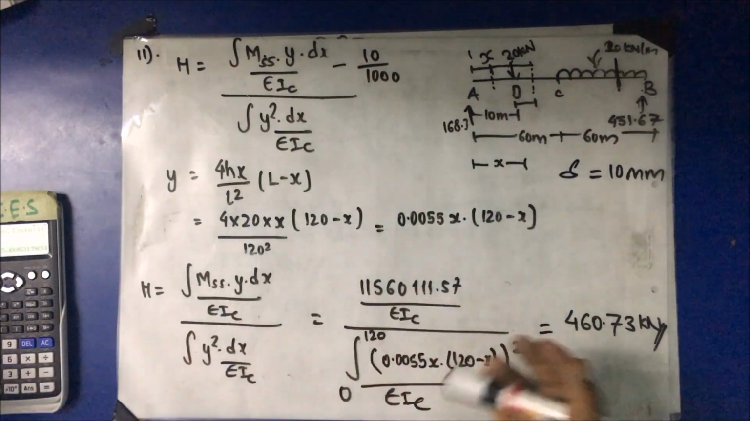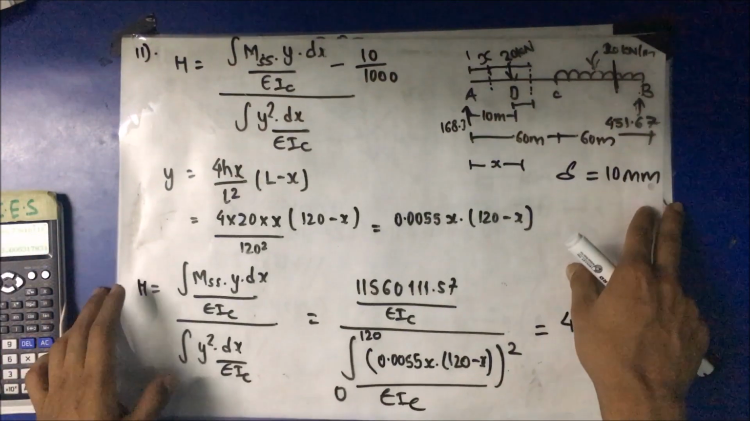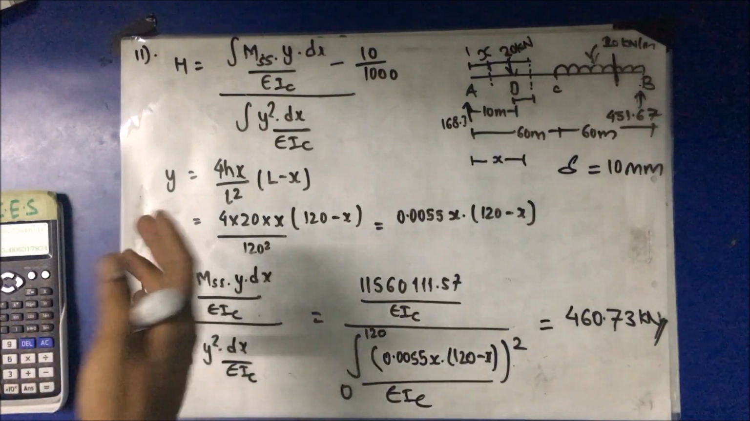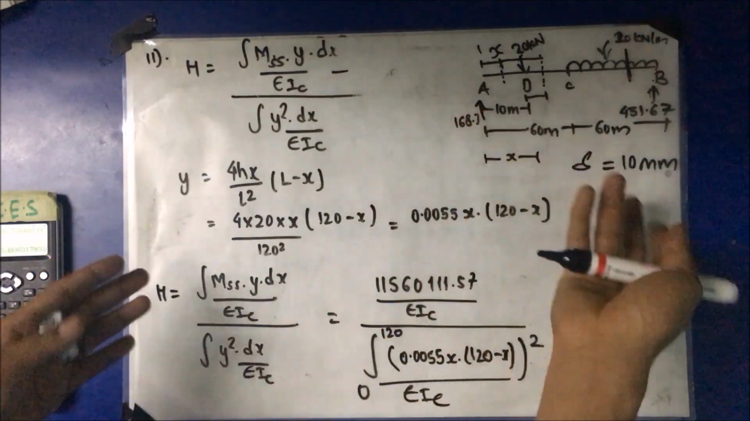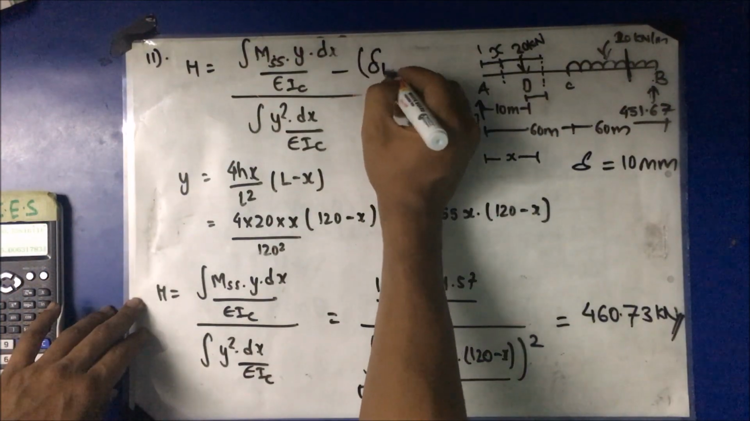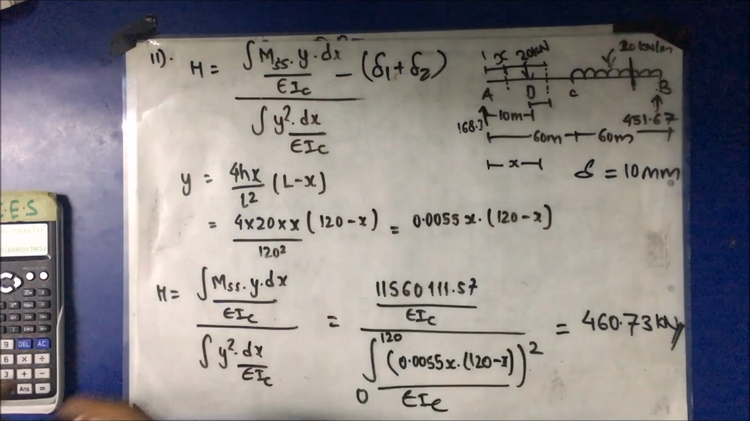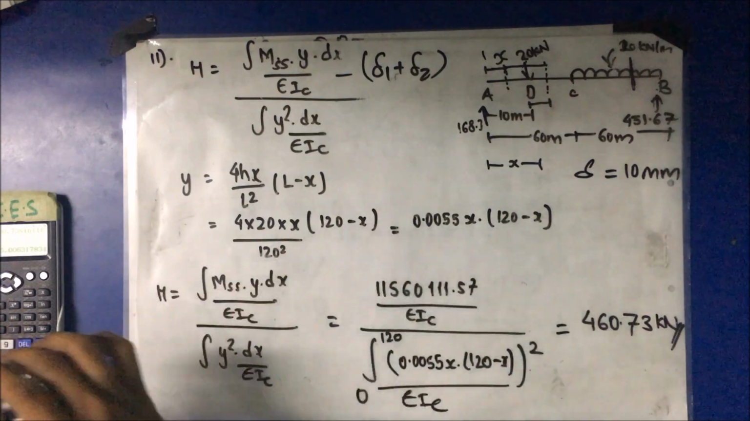In case both the supports yield, if the support A and B yield by delta 1 and delta 2 respectively, then delta 1 plus delta 2 will be the effective yield.